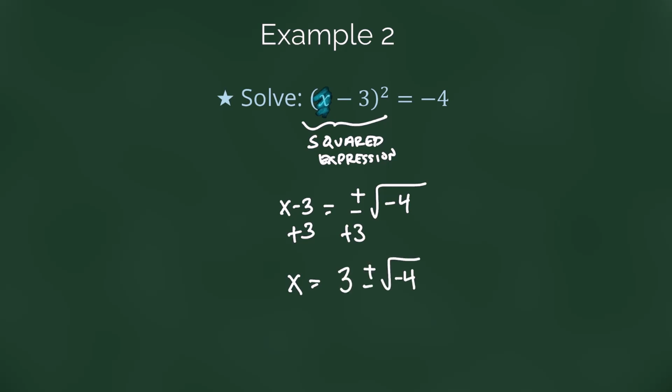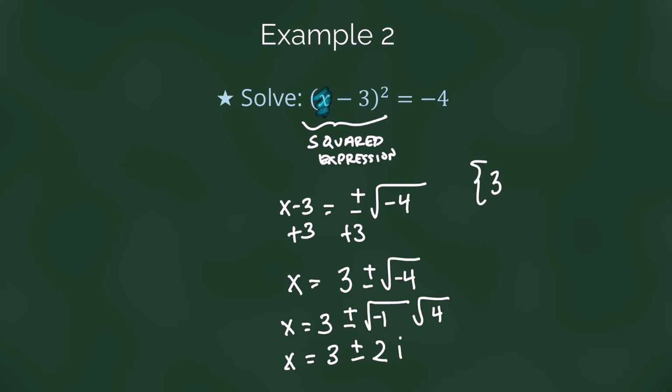Now, the square root of negative 4 can be simplified. We know it has to be an imaginary number because it's negative, but we're going to write this as the square root of negative 1 times the square root of 4. So we get that x is 3 plus or minus, the square root of negative 1 is i, the square root of 4 is 2. So we get 3 plus or minus 2i, which if we use set notation, we can write as 3 plus 2i, 3 minus 2i.